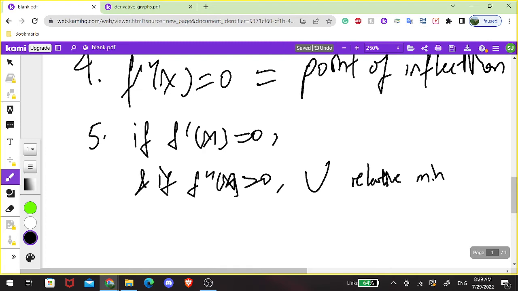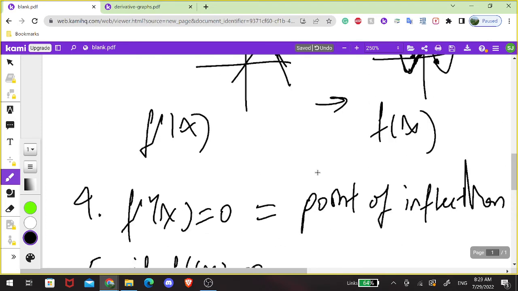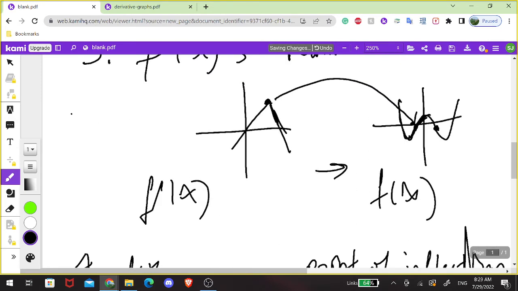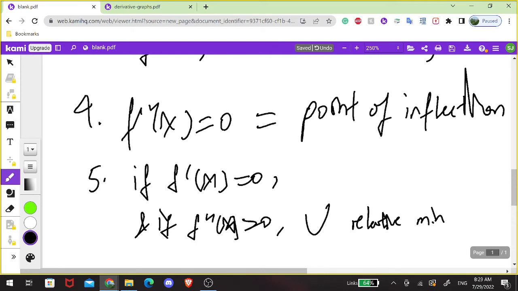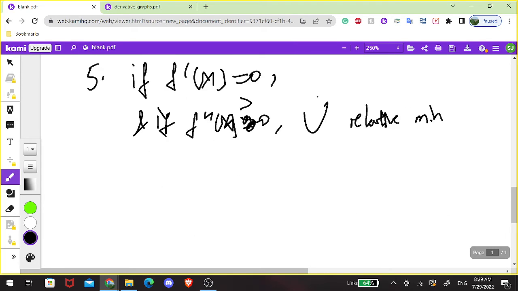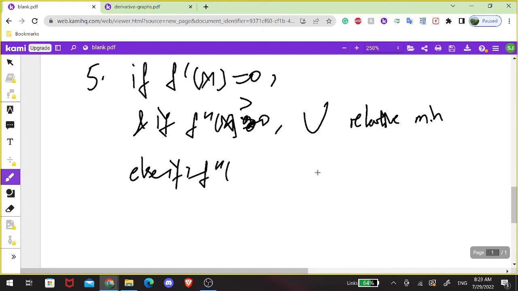So if f prime of x is 0, meaning a point like this, and f double prime of x is greater than 0, this is a greater than sign, then that point is a relative minimum. Else if f double prime of x is less than 0, then it is a relative maximum.